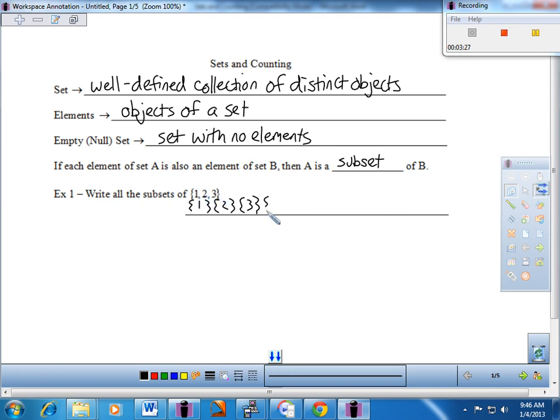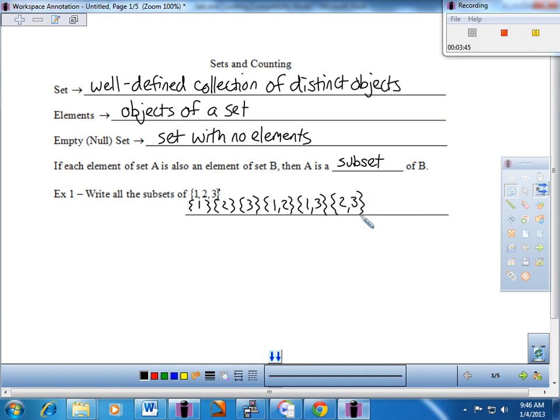We could probably do 2-element subsets. How does that sound? So 1 and 2. That would be a subset of this right up here, of course. How about 1 and 3? That would be a subset of this right up here. And how about 2 and 3? That would also be a subset.